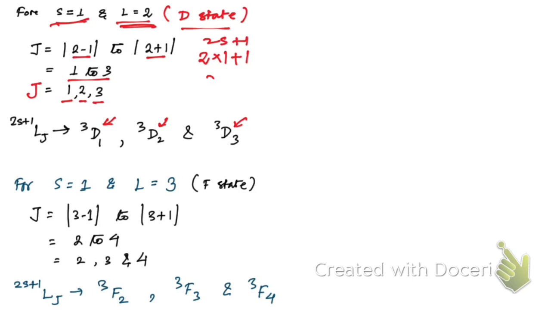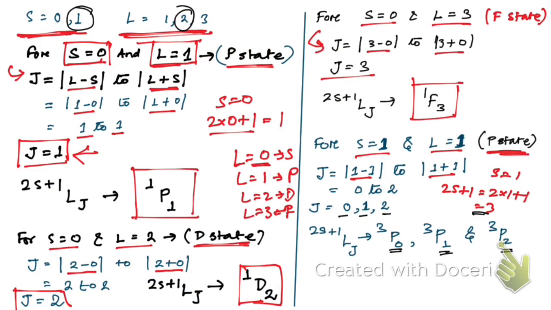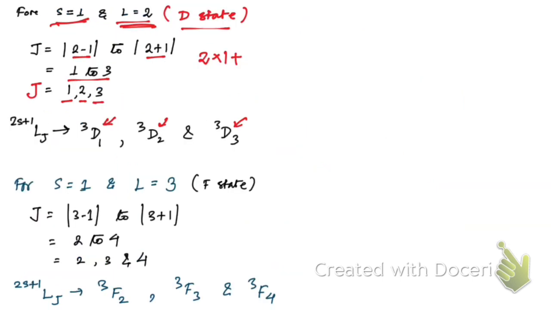So now let us take S is equal to 1 and L is equal to 3. L is equal to 3 means F state. If S is equal to 1, then 2S plus 1 is going to be equal to 3. Multiplicity is 3, so we are writing here 3.